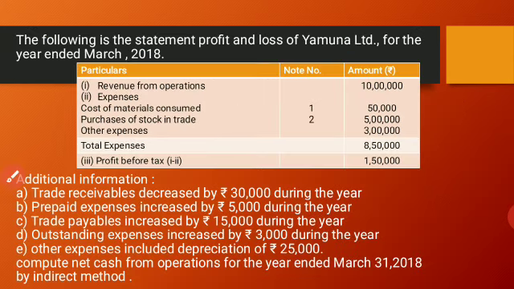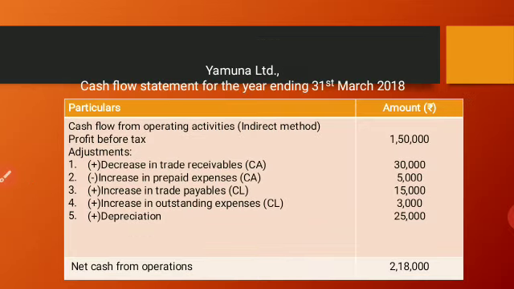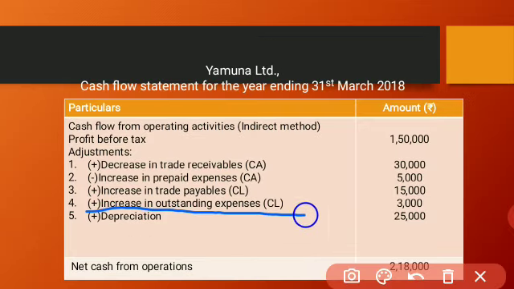They said outstanding expenses increased by 3,000. Outstanding expenses is nothing but a current liability. If current liabilities increase, we have to add it back. So the increase in outstanding expenses, a current liability, has to be added back to the net profit.